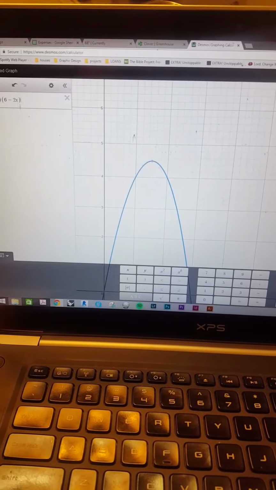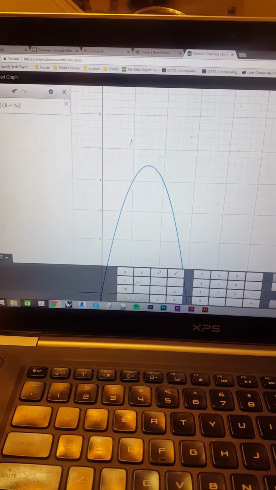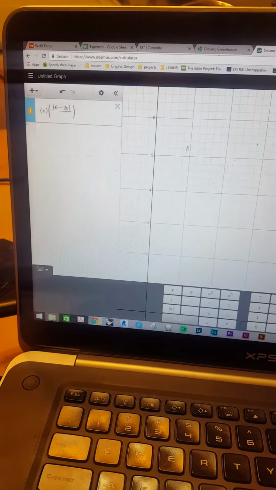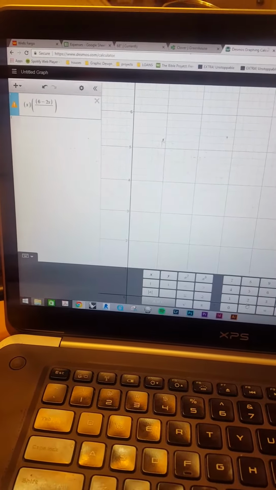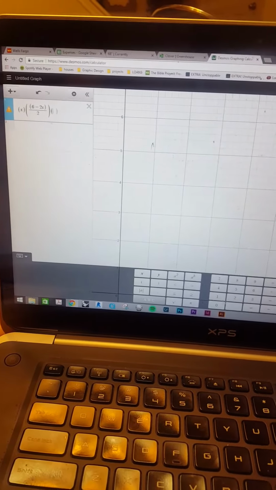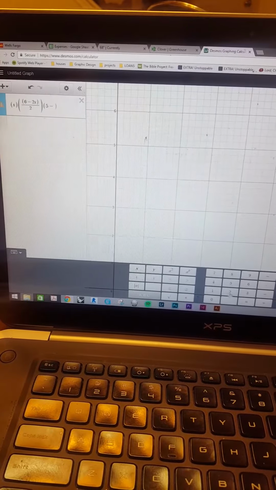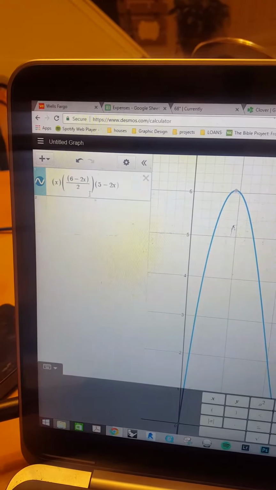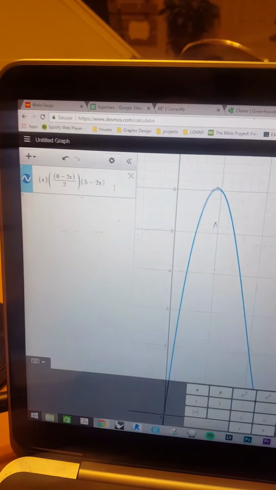Oops, nope. Undo. I need a second parentheses. Okay, divide by 2. So there we go. I had to use a second parentheses to do the divide by 2, all on the outside. And then I had 5 minus 2x. Right away, that's what it looked like: x times (6 minus 2x) over 2 times (5 minus 2x).